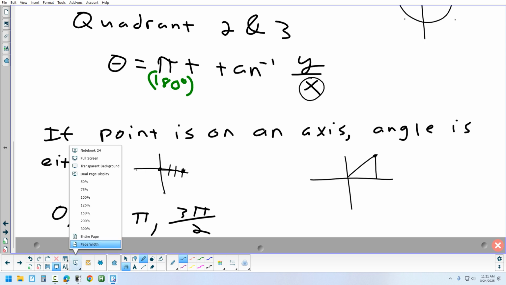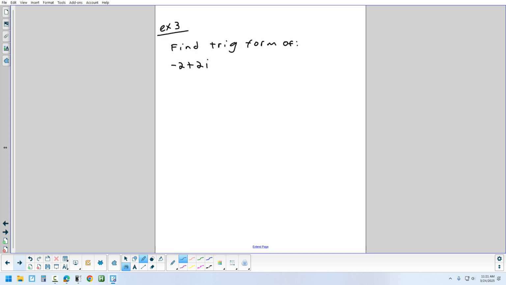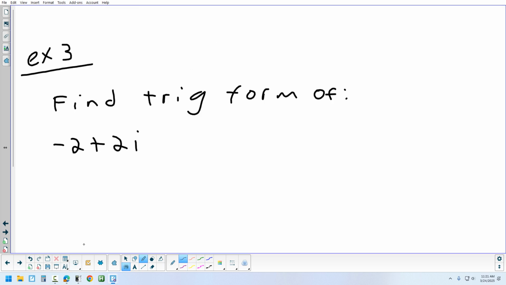All right, so any questions on how you get r or how you get theta? Okay. So let's try it. And then once we understand how to write complex numbers in trig form, then I can finally show you what trig form is really fast at doing. But we got to know how to write it in trig form first.